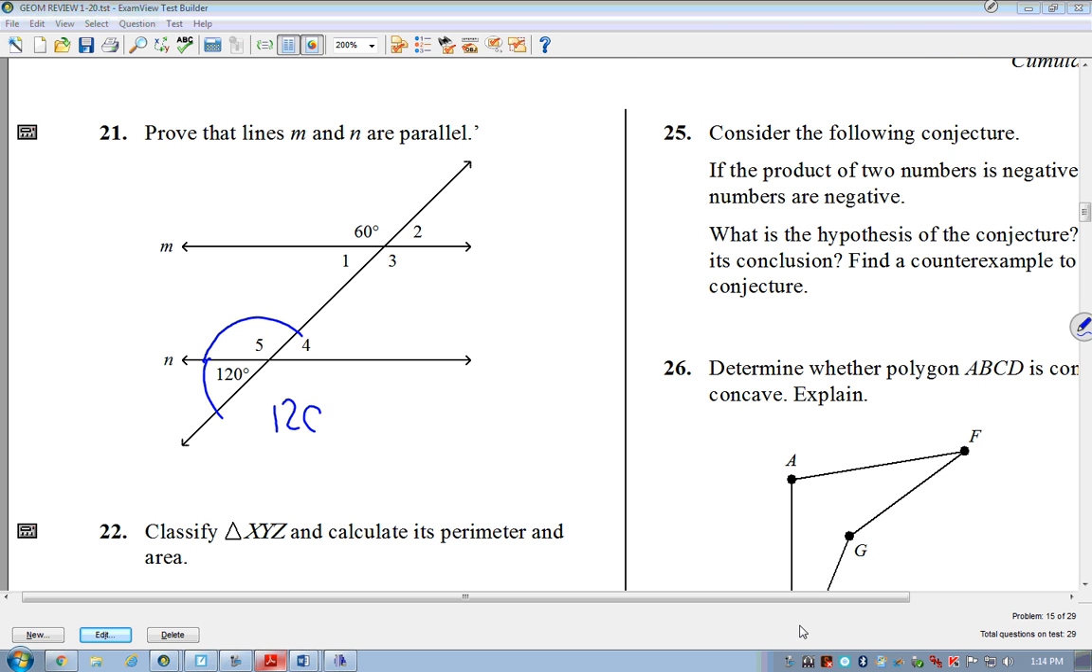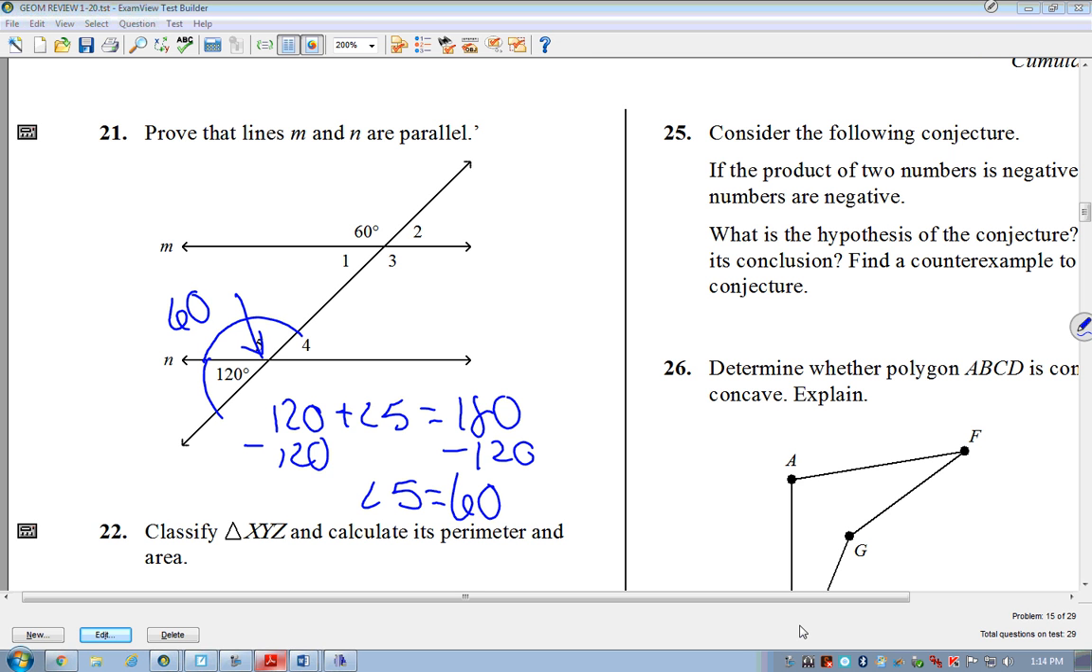So 120 plus angle 5 equals 180. So if I want to know what angle 5 was, what would I do? Subtract 120 from both sides. So angle 5 equals 60 degrees. So once I know that this is 60 degrees, do I know that lines M and N are parallel? Yes, I do. Can anybody tell me why?